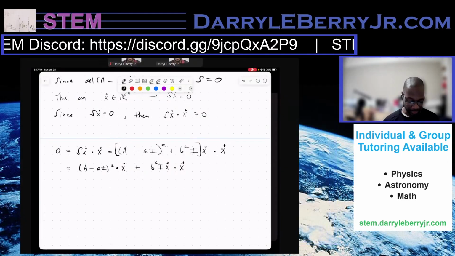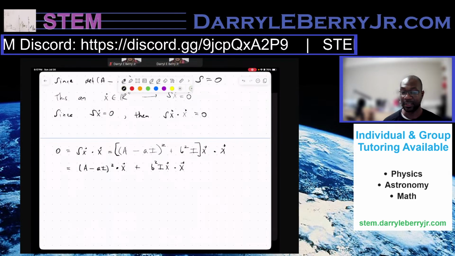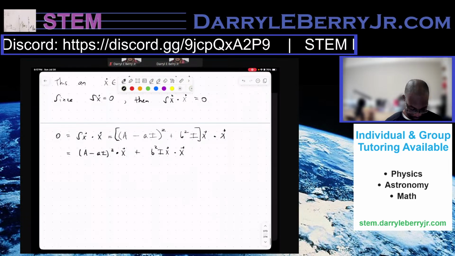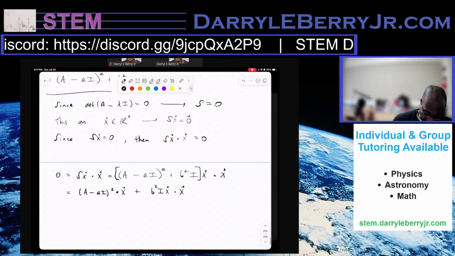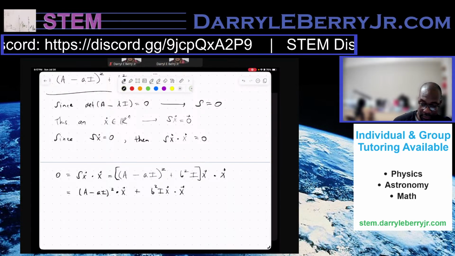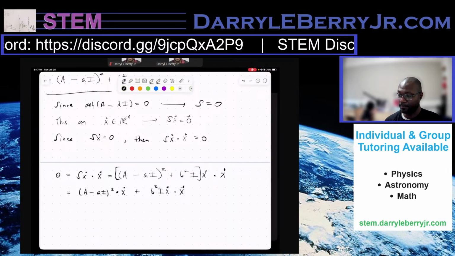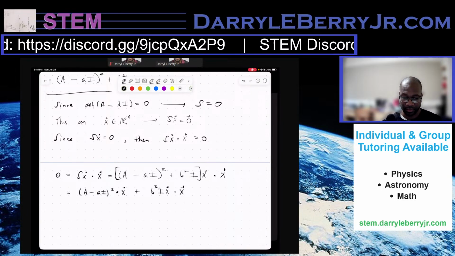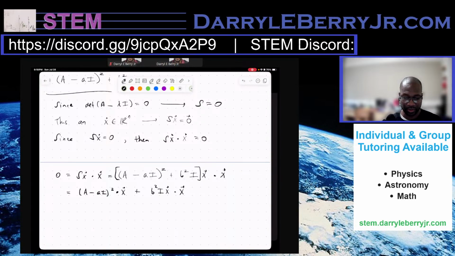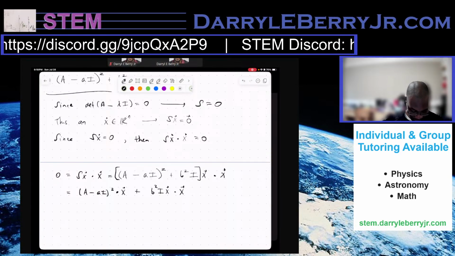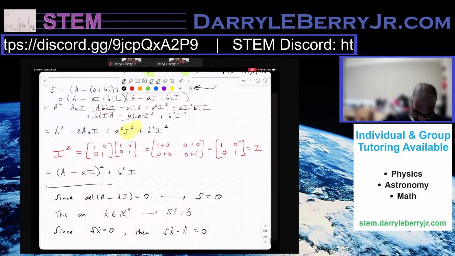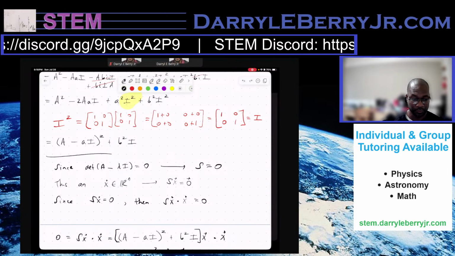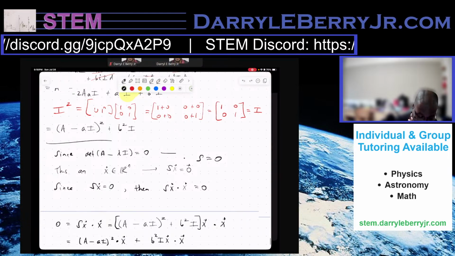We'll go ahead and continue where we left off from the proof of the spectral theorem. So we left off with the derivation or simplification of s into this value. And now we're going to simplify this dot product.